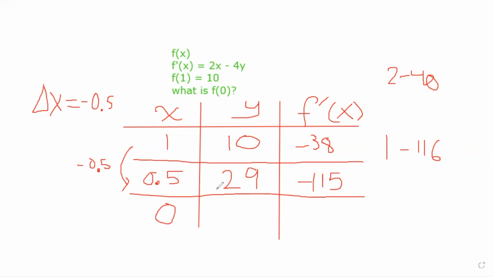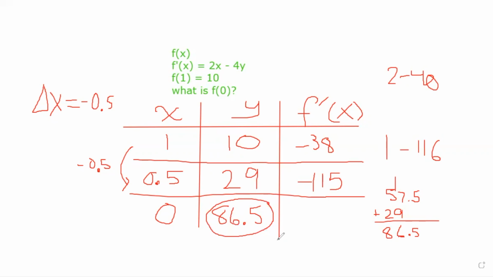And what we're going to do is change by a negative 1/2. Change by negative 1/2 here is negative 1/2 times this negative 115, which is going to leave us with positive 57.5. 57.5 plus the existing 29 that we've been building upon is going to equal 86.5. Thus, we can conclude f of 0 is 86.5.